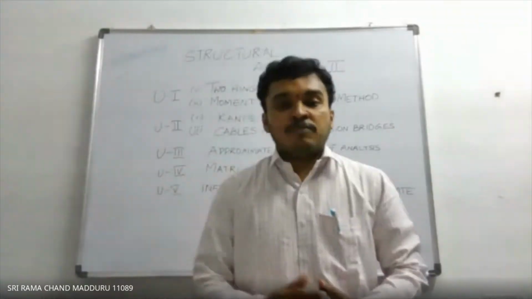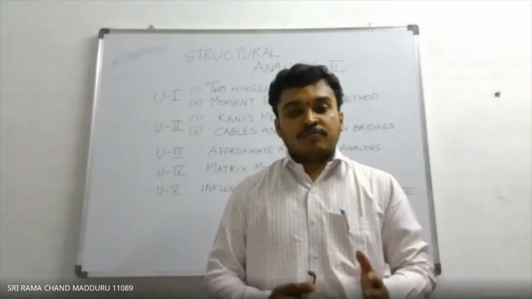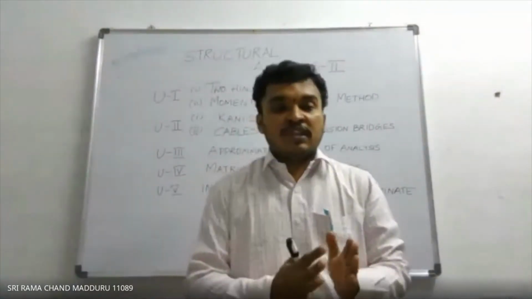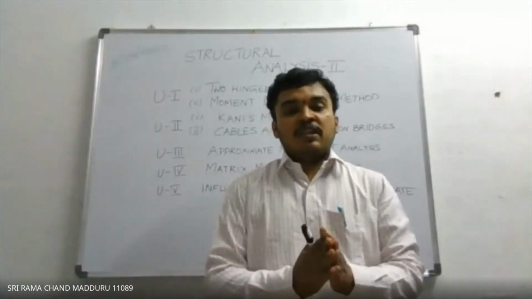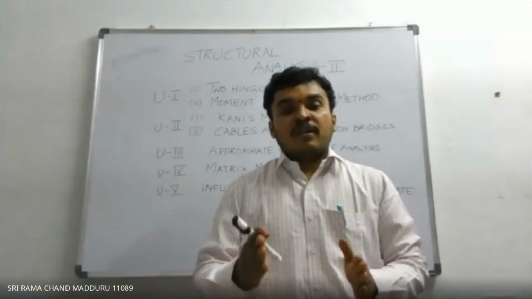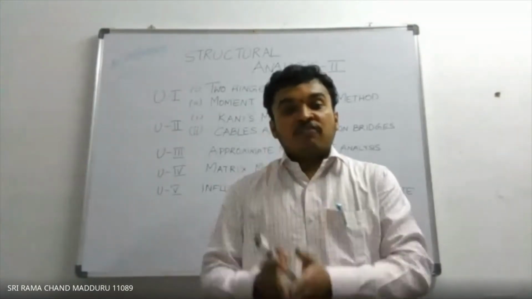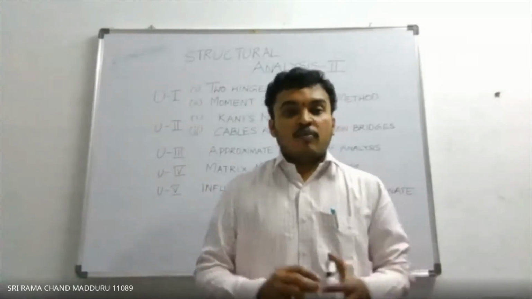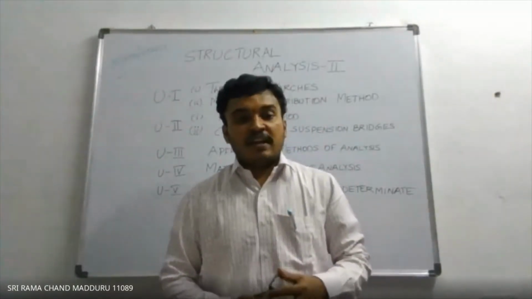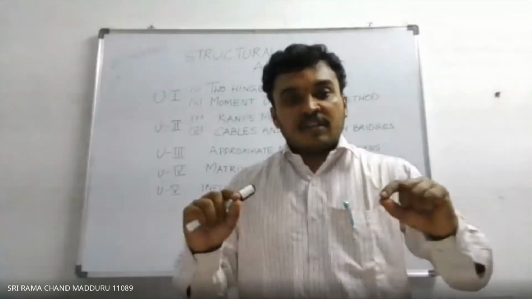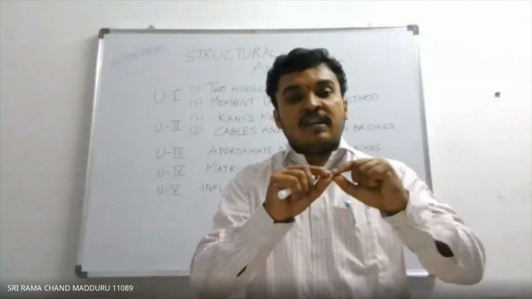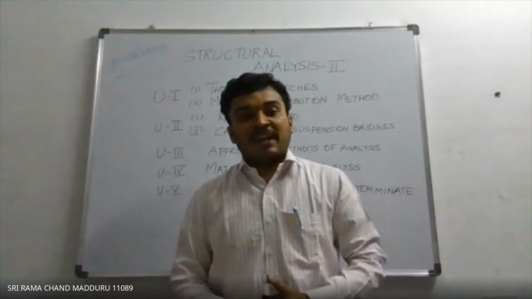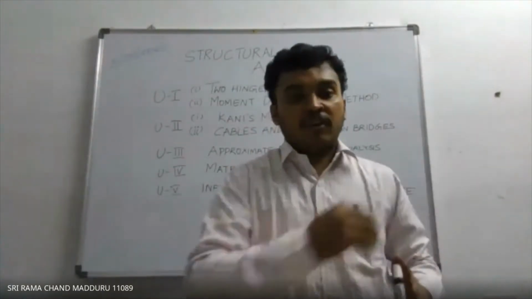Then we have observed the structures related to what we have seen in the 5th unit. We have seen how to analyze using influence line diagrams as well as moving loads. For example, on a beam, when the moving loads are moving and the structure is subjected to them, where you will get the absolute maximum bending moment for a particular type of UDL that is moving.